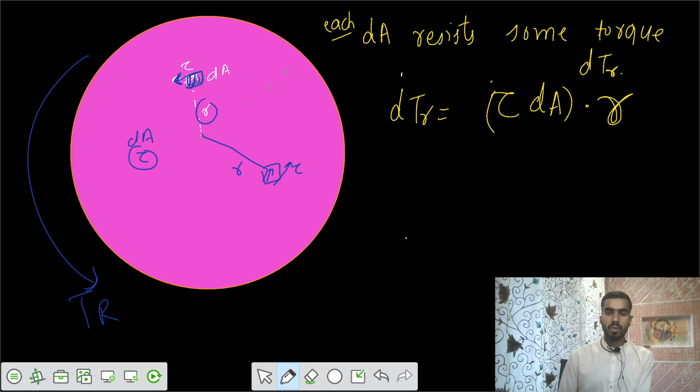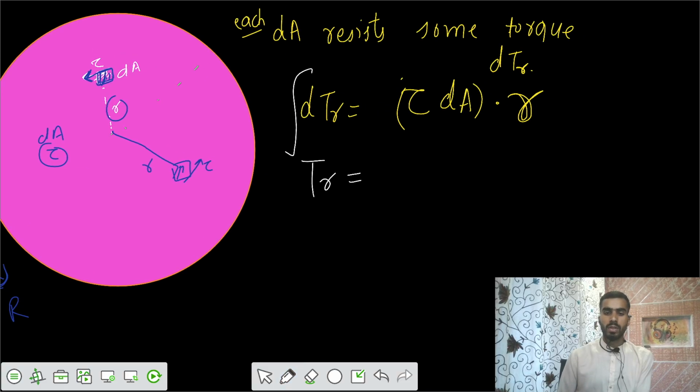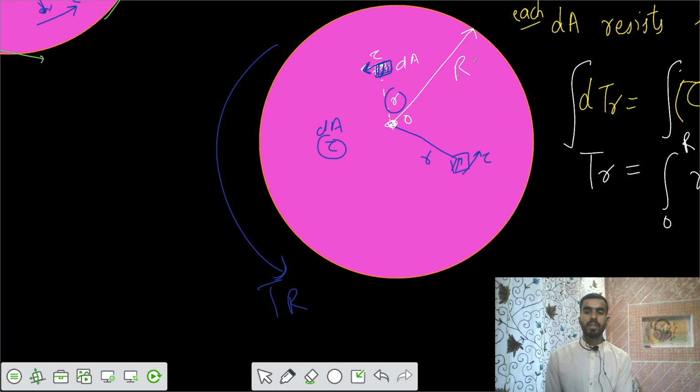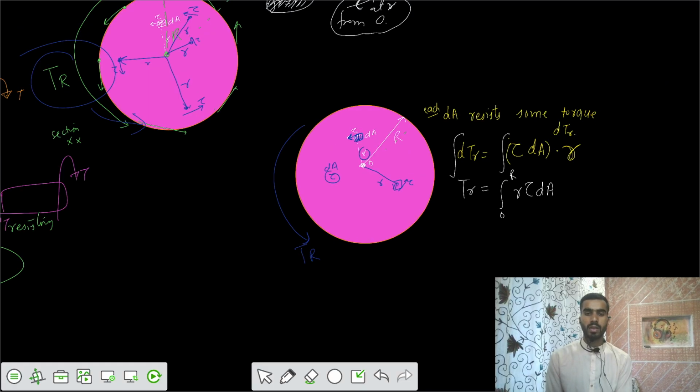If you say what is the total value of that dT_r, that would be equal to T_r, that equals the integral. The value of r should be from 0 to some value of r max, so I would say 0 to some value of r. So that's r tau dA. But we have the equation that we got for the shear stress earlier.